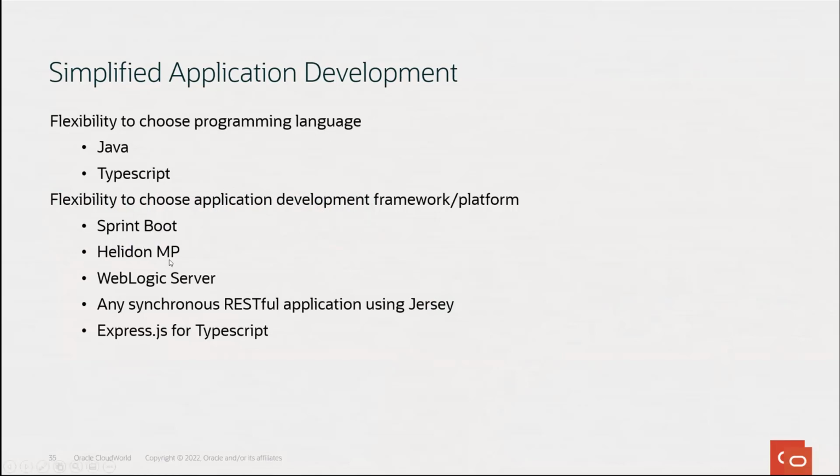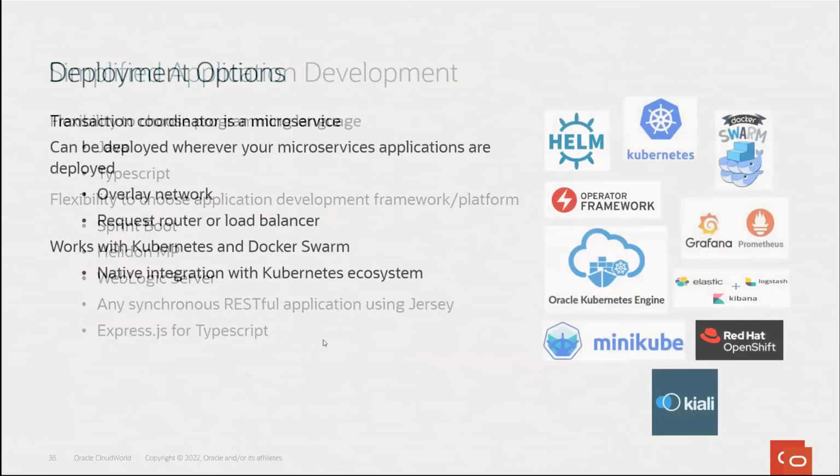So we support Springboot, Helidon microprofile, or WebLogic server. We should be able to support pretty much any environment that provides RESTful applications using Jersey or JAX-RS. We need those environments to be able to provide the filters or interceptors that we provide. And as I mentioned for TypeScript, we're supporting Express.js using either Fetch or Axios for the REST APIs.